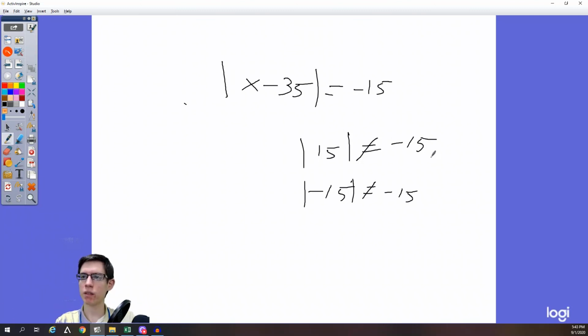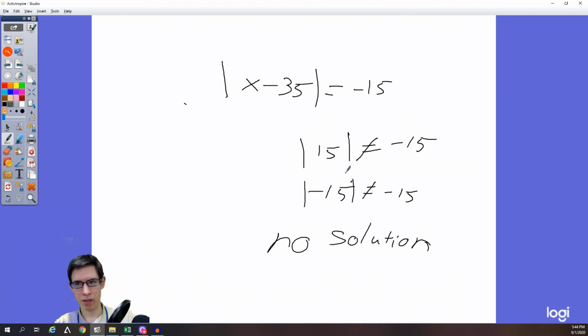So if you have a negative value on the right side of the equal sign, okay, that means there's no solution. Okay, I guess I should clarify. If there's a negative on the side that doesn't have the absolute values, okay, then that means there's no solution.